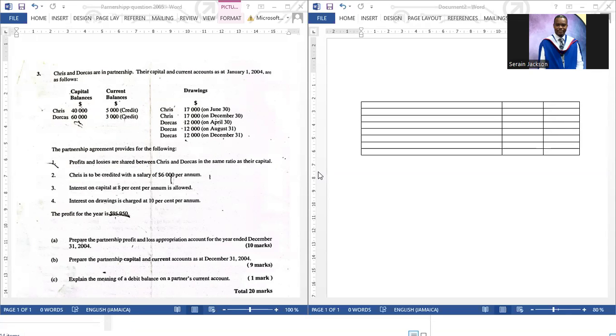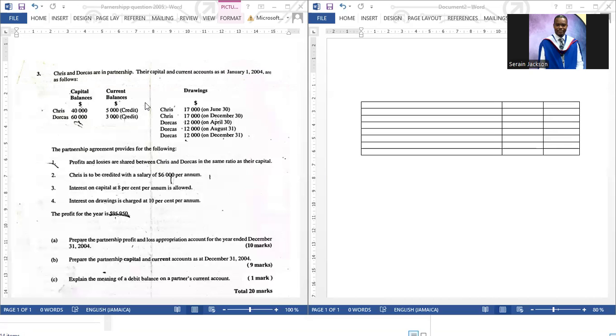Right now, this is a very old question. This is all the way from 2005. But the information, the theory, the practice, everything that you need in order to do a partnership account question is in this question. And if you are able to do this question and get the full 20 marks for this, then you would have been proficient in partnership accounts. So watch till the end, right? And let's get right into this video.